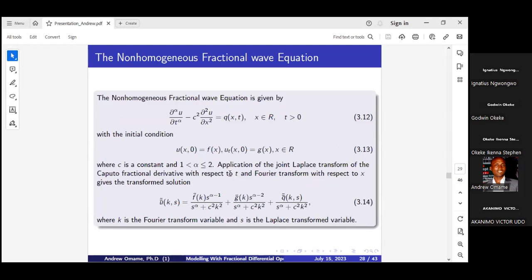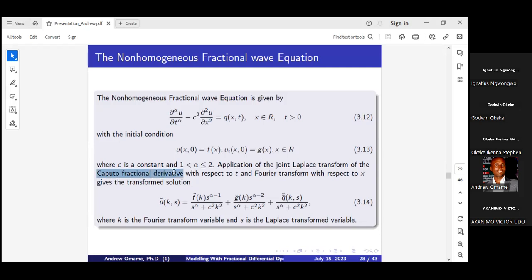Now look at the non-homogeneous fractional wave equation given by 2.12. Remember the standard wave equation, alpha is 2. The initial conditions are given by this. Look at the initial conditions we have. At time t, the time fractional derivative is given by this. Again, we don't need anybody to tell us, we are going to use the Caputo fractional derivative.